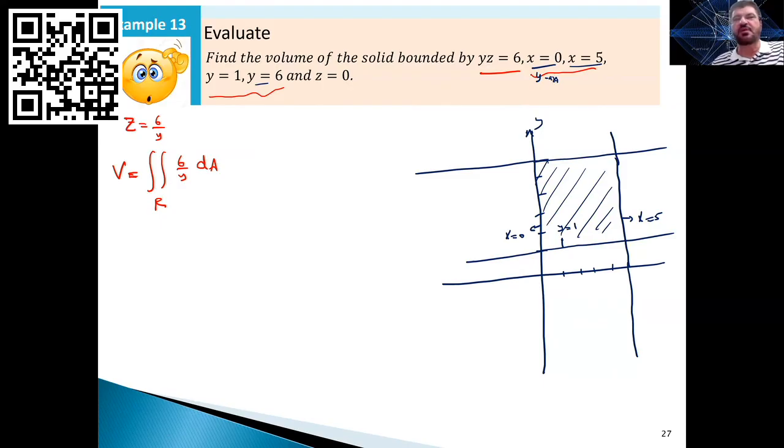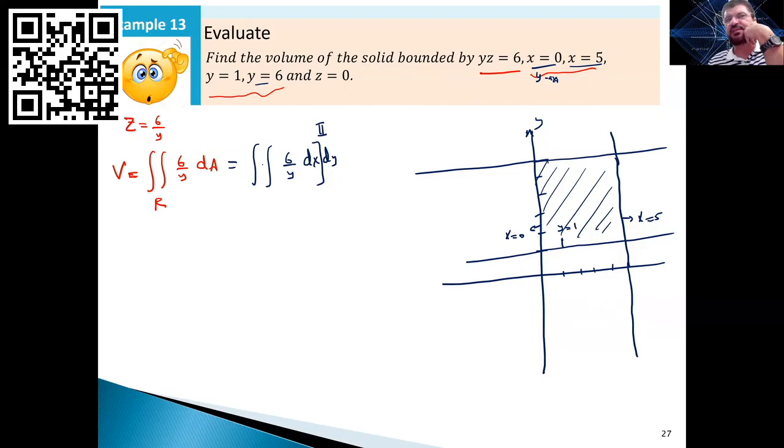Alrighty, so what do we do now? We can do both ways, type 1 or type 2. So I'm going to say this is 6 over y. If I integrate with respect to y, then there's going to be ln y. I don't want to start with ln, so I'm going to start with what? dx dy. Why is that? Because 6 over y will be constant. So what's the answer? 6x over y. That's easy to integrate. So I'm going to consider it as a region of type 2.